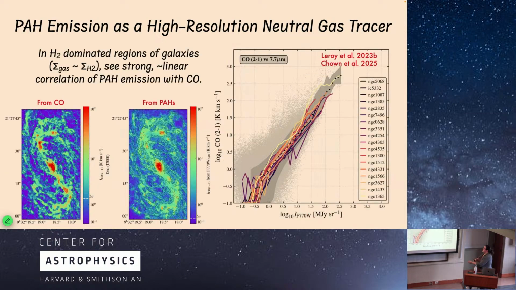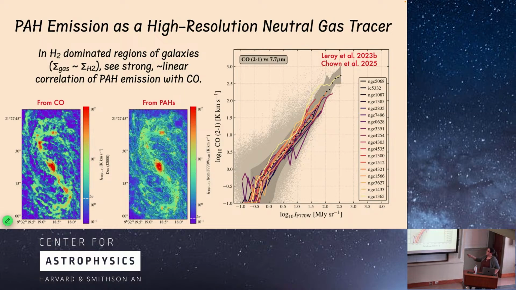So here is a recent paper by Ryan Chown, who's a postdoc at Ohio State. What he did is took all 75 PHEREx galaxies, got just the region where we think they are molecular gas dominated in the centers, and compared the PAH emission at 770 with the CO in the place where molecular gas should make up most of the ISM gas mass.